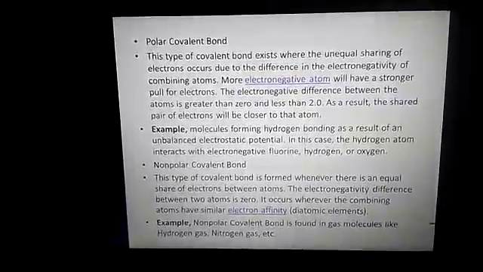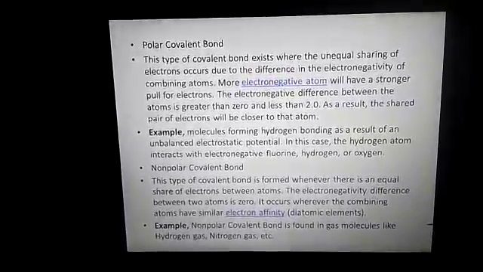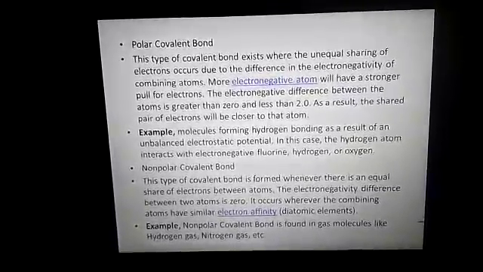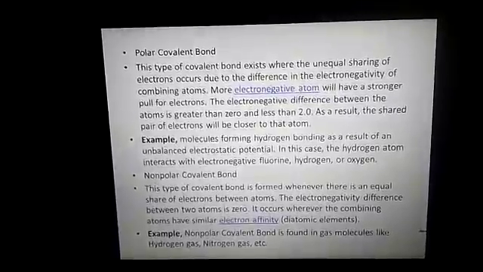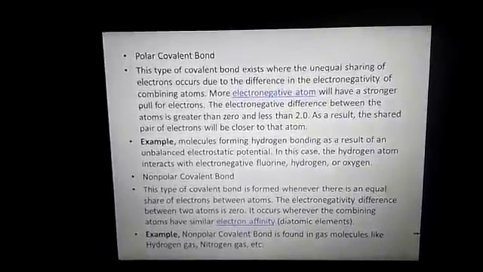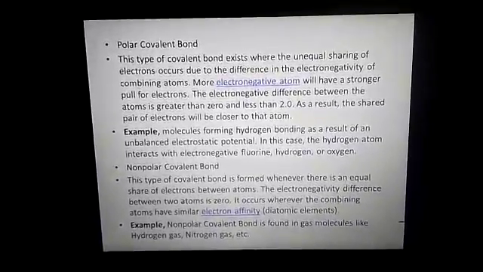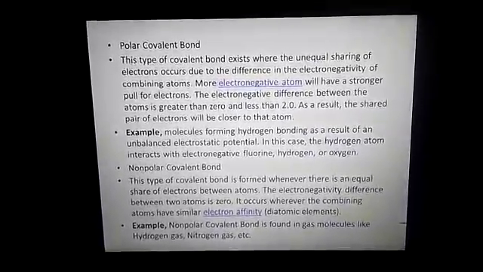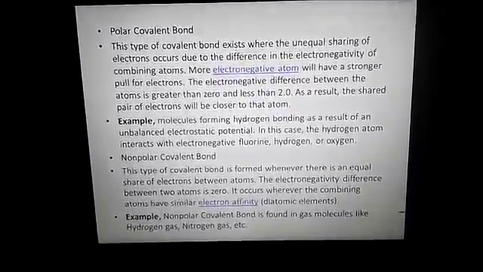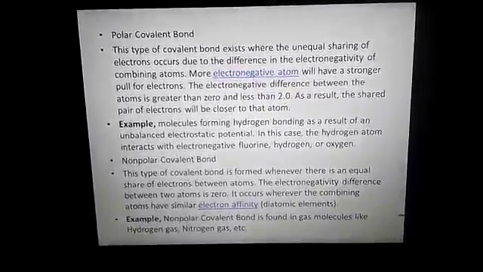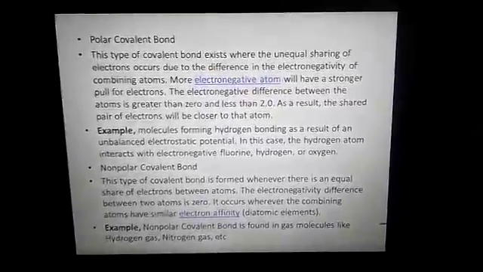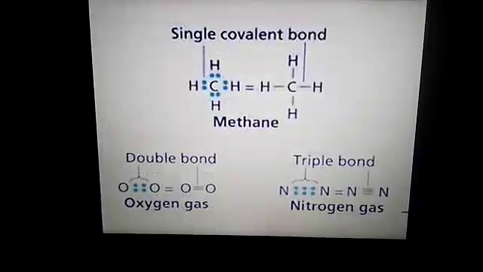In a solution, the fractional charges of a polar covalent bond are converted to complete charges, or ions are produced. That is, covalent compounds are converted into ions. That process is called ionization. Examples of non-polar covalent molecules are gas molecules like hydrogen gas, nitrogen gas, oxygen gas, sulfur.